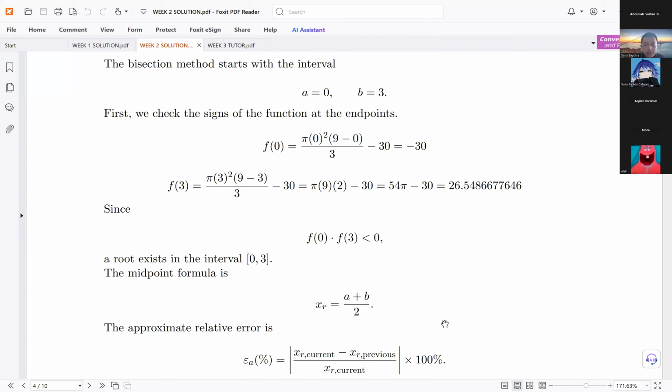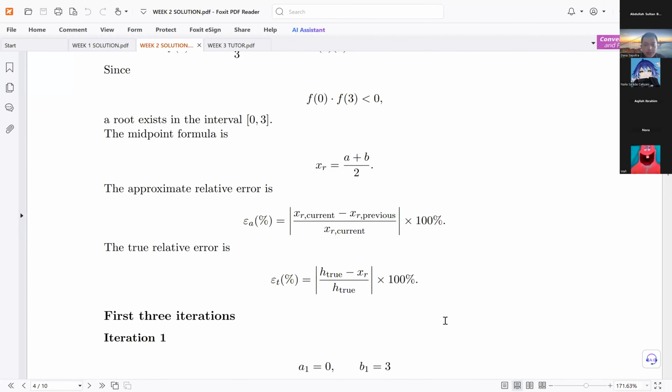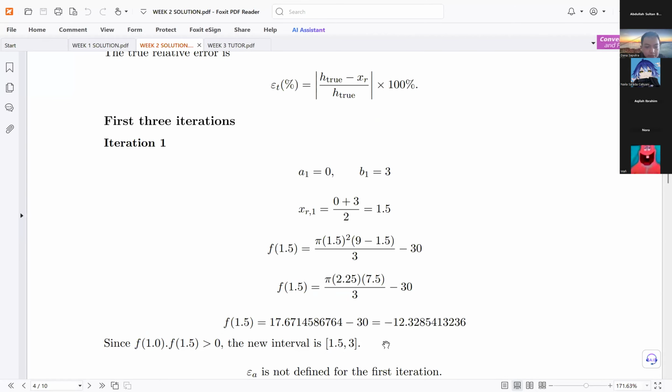Since f1, wait, no, this is, oh, sorry, I mistyped this. Since f0 times f1.5 is greater than 0, because this is negative and f0 is also negative, the product is greater than 0.